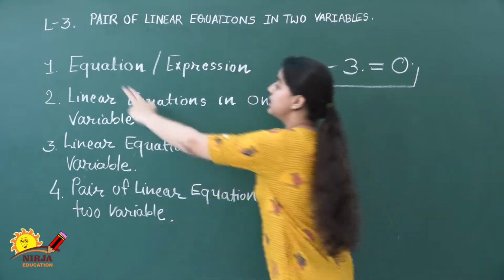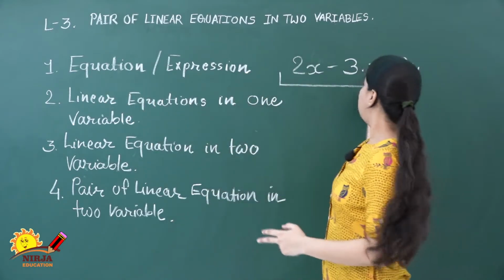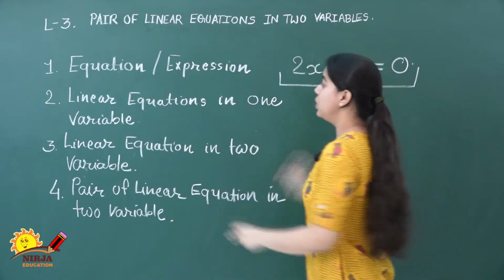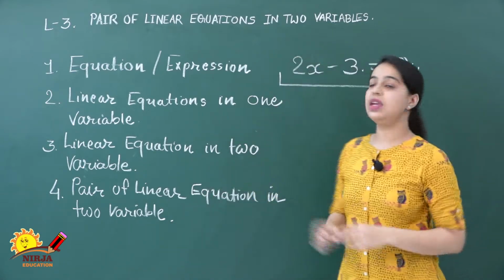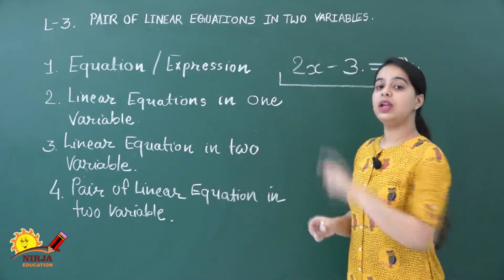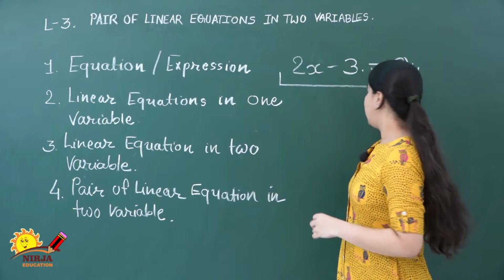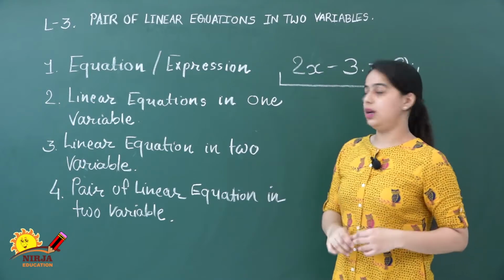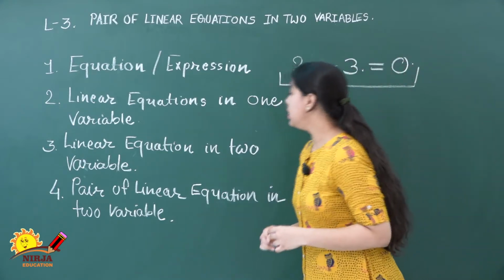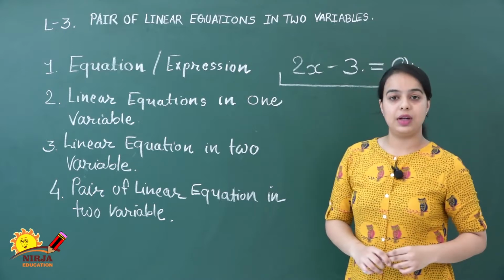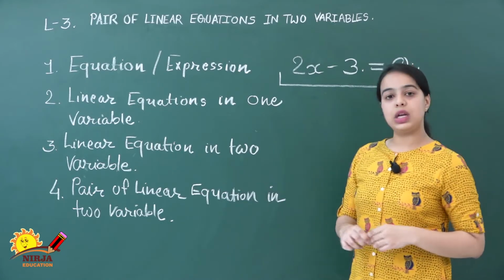As the name suggests, you can see the equal to sign over here, right? So equations have an equal to sign, and they have a left hand side, LHS, and a right hand side, RHS. Second one is linear equations in one variable. Now what is a linear equation in one variable?